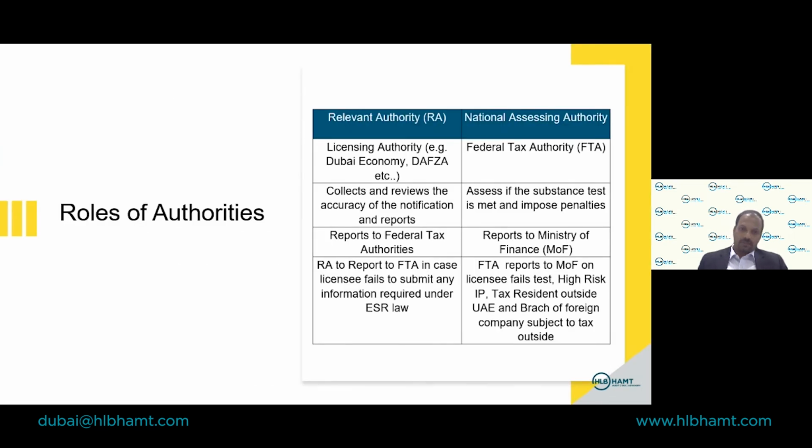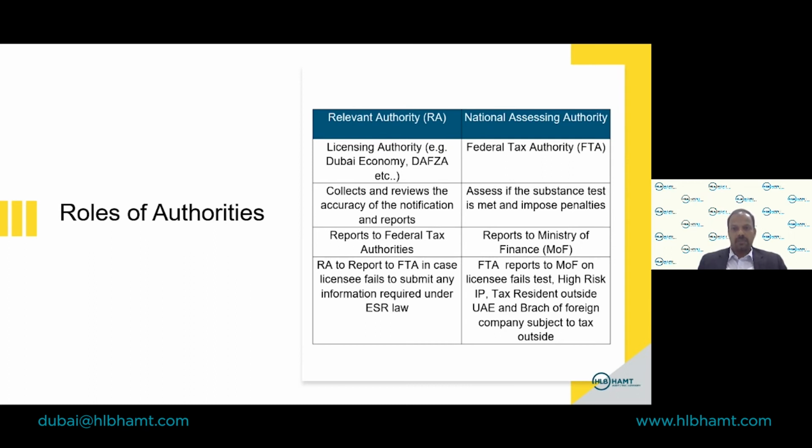And if you see the role of authority, basically the relevant authority is there. And we have discussed earlier that a national assessing authority is introduced, that is the Federal Tax Authority. The ministry has given the power to the Federal Tax Authority as the national assessing authority. So in these slides, we want to discuss what their authority is, basically what they do. The relevant authority is the license issuing authority. For example, if it's a mainland license, of course, it's the Dubai Economic Department or any local emirate's economic department. If it's a free zone, it's the free zone authority, like the Jebel Ali Free Zone Authority, Dubai Airport Free Zone Authority, etc. So they are the relevant authority.